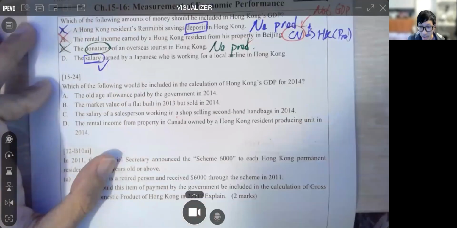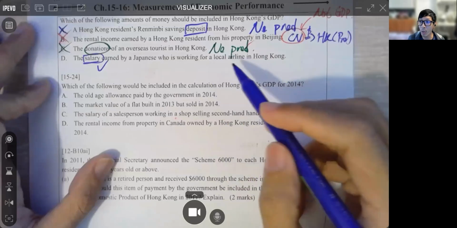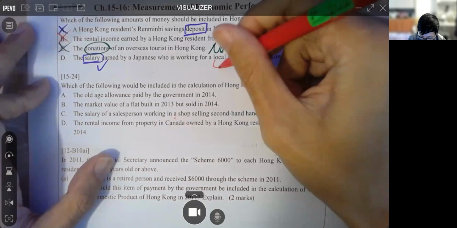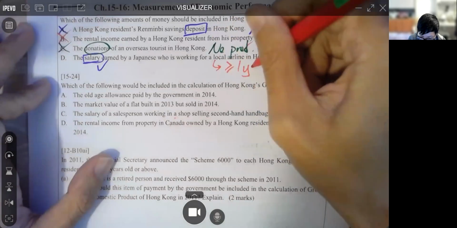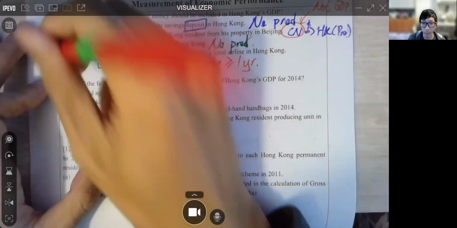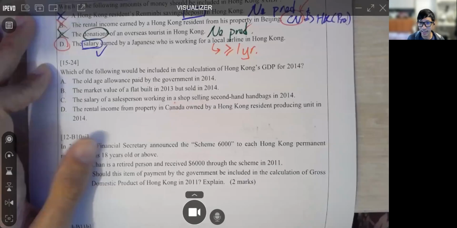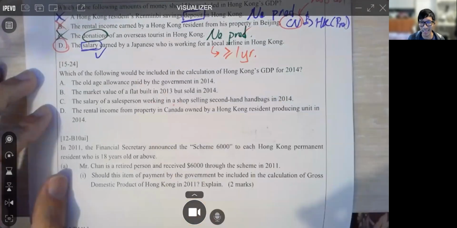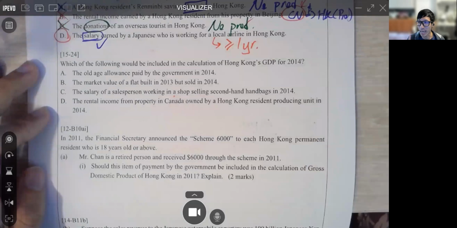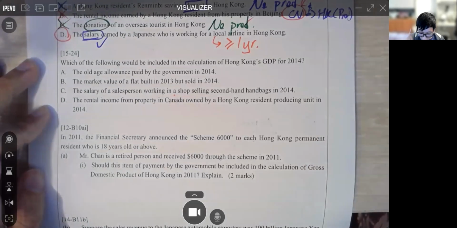Salary, production. Who is working for a Hong Kong airline in Hong Kong? Let's assume, okay, for more than 1 year. So RPU, no problem. D. Okay, so Adam should be very happy now, right? Now finally we are into some DSE questions, okay?